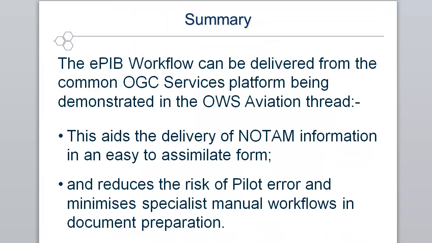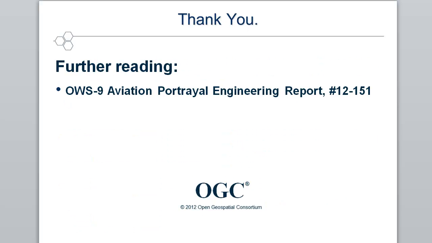This demonstration has shown how both interactive workflows and service chains with standard and customized OGC service components can provide an effective solution to the ePIB map generation requirement. The result is a document which is up to date, easily generated and assimilated, and has the potential to reduce pilot workload and the risk of accidents by making information clearer. It also allows the aviation architecture to deliver ePIBs to users who are not fully connected to the architecture, which is a key requirement while the industry transitions to more online services.